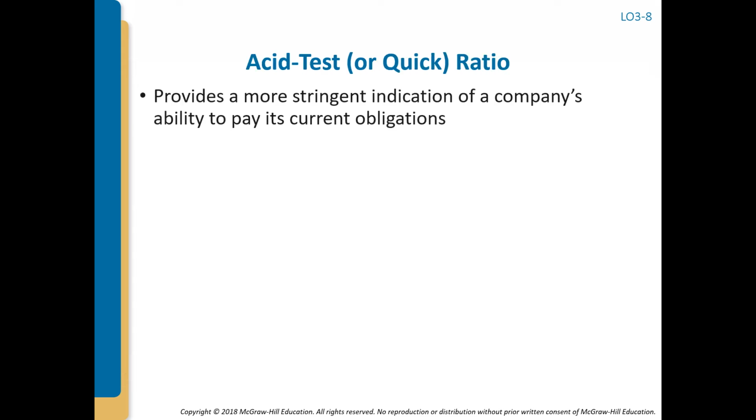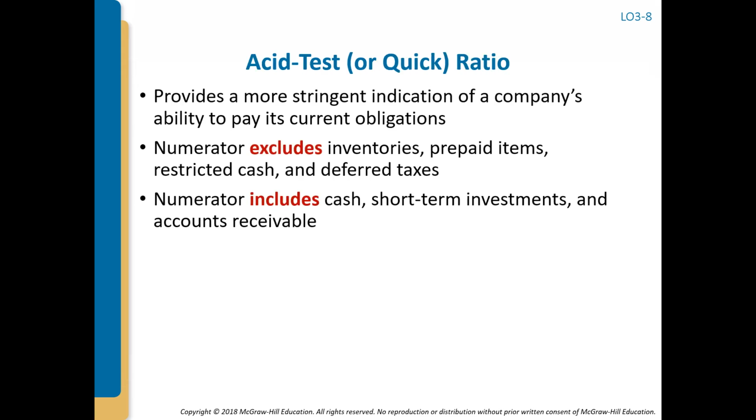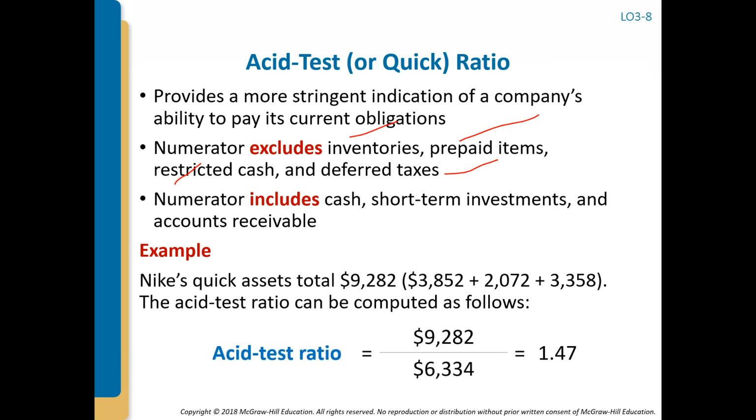The acid test ratio excludes the inventory, prepaid items, restricted cash, and deferred taxes. So when we are calculating the quick assets, we need to subtract the inventories, prepaid items, and restricted cash. The example for Nike is the acid test ratio, which is quick assets divided by current liabilities. That is equal to 1.47. That is also very good.